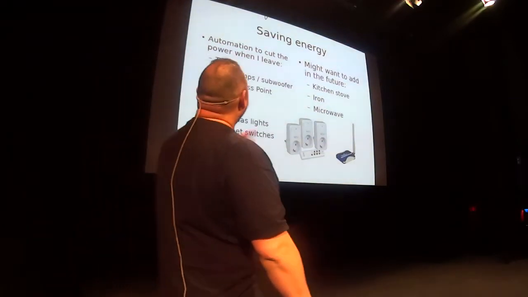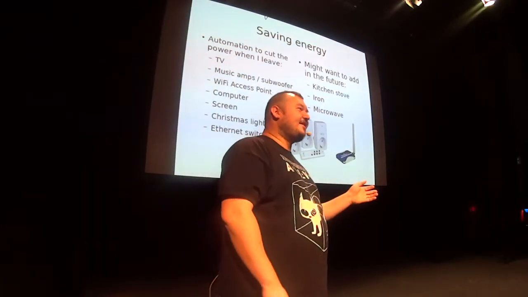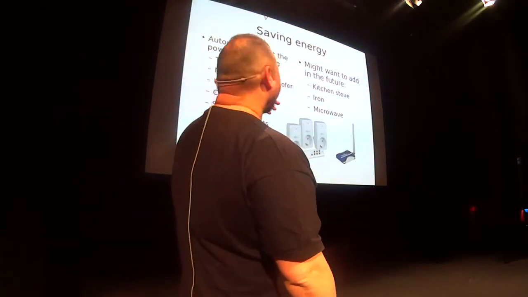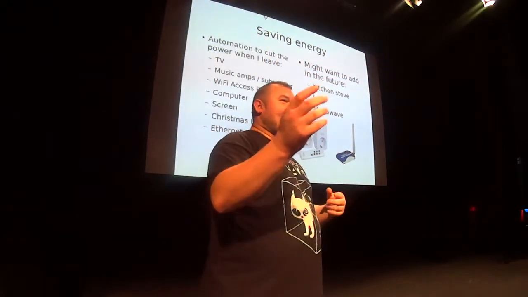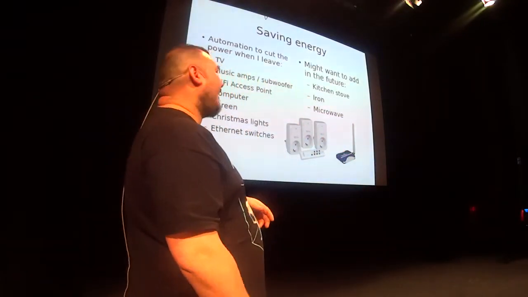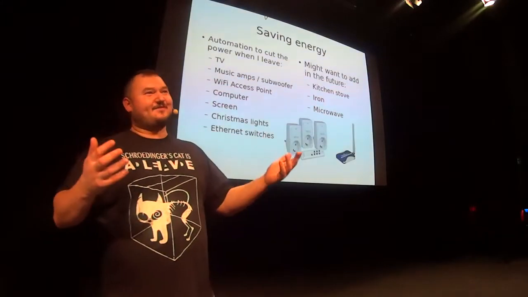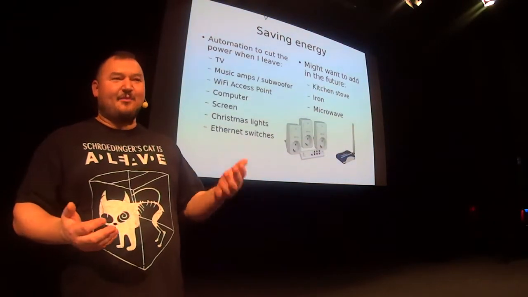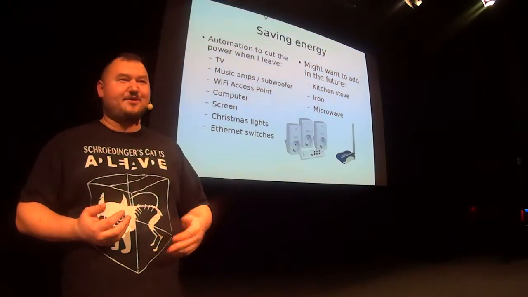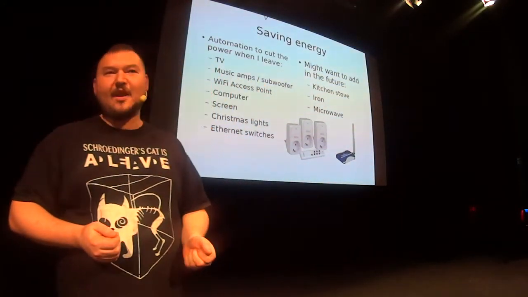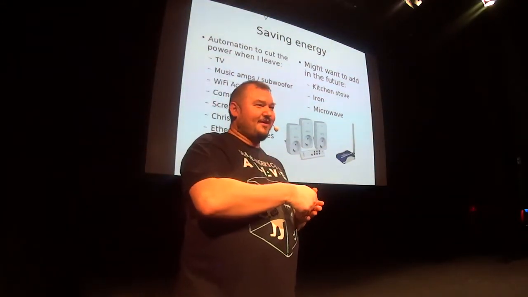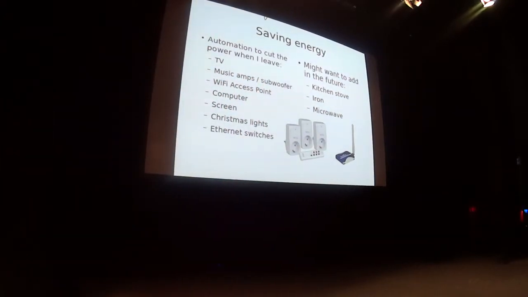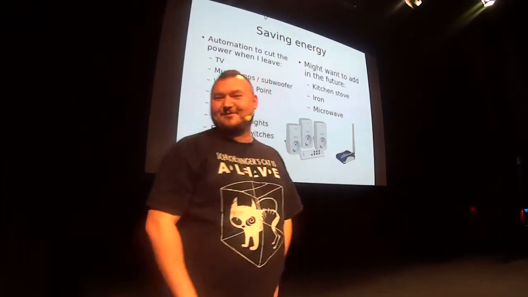So, I told you already that I started by just switching off everything when I go from home and switching on again. I have my TV, my music amps in different rooms where I play music. I switch off the Wi-Fi access point because if I'm not at home then it doesn't need to work. Obviously the computer and the screen and my Christmas light, and I even switch off the Ethernet switches because I don't need them when I'm not at home. Everything is basically put into one power strip like this here. Then I switch off the whole thing and then everything is down.